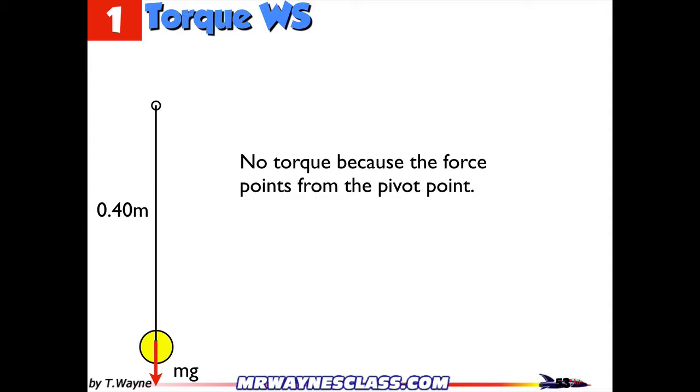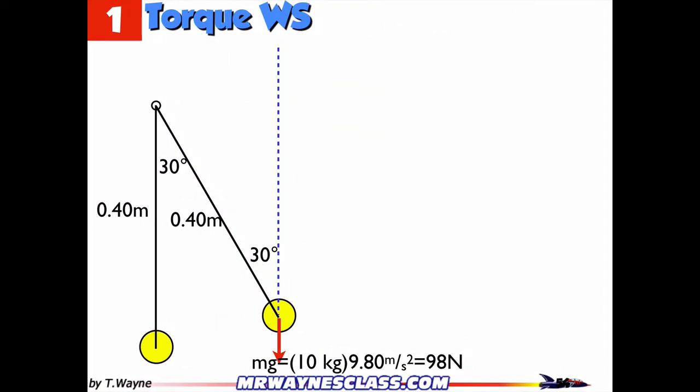Anytime a force points to or from the axis of rotation, there's no moment arm, so there's no torque. Now let's look at part B. It's lifted up 30 degrees. The length between the axis of rotation and where the weight is is still 40 centimeters or 0.4 meters, but it's at 30 degrees.